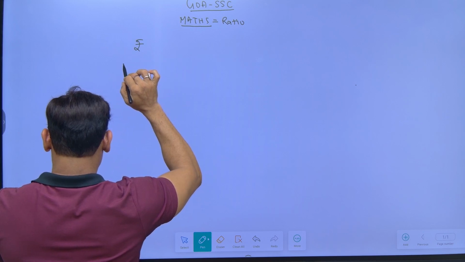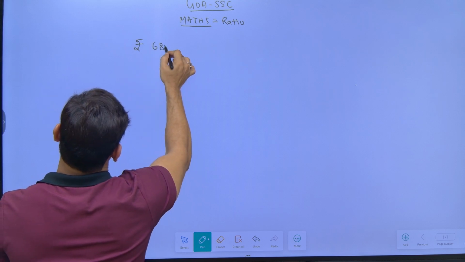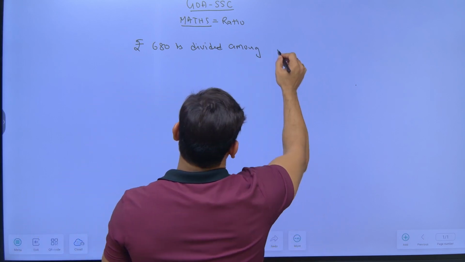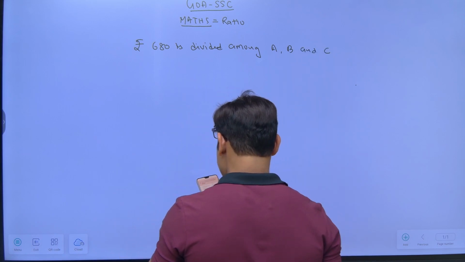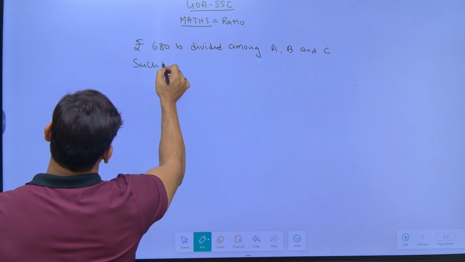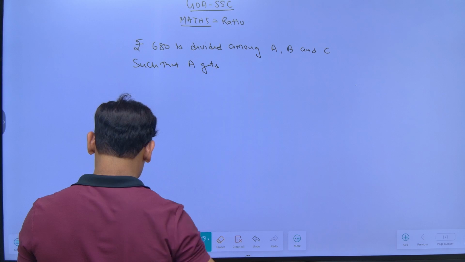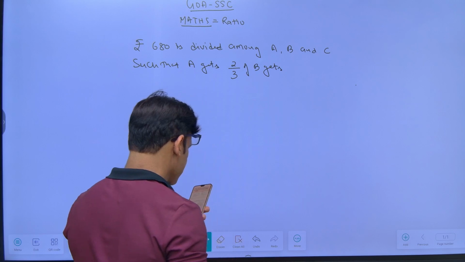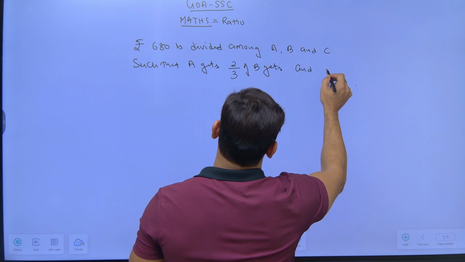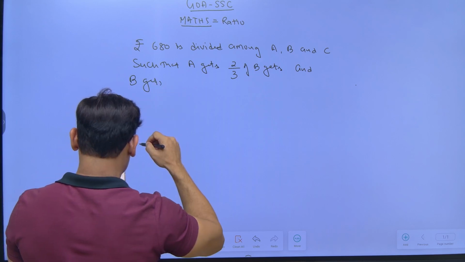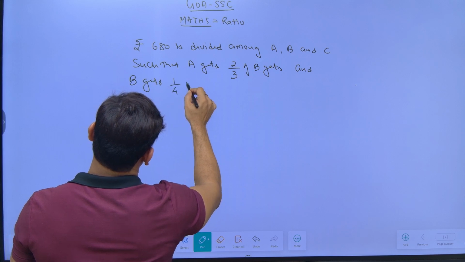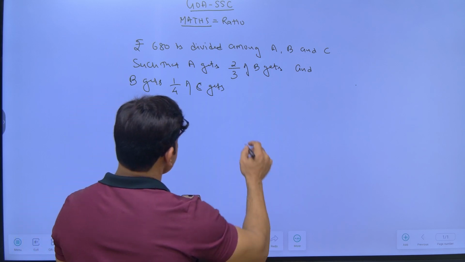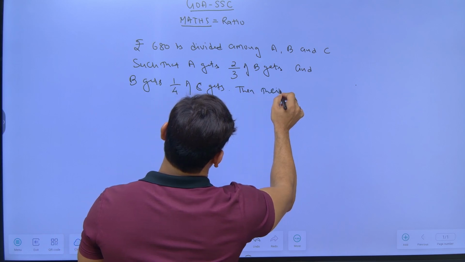Rupees 680 is divided among A, B, and C such that A gets 2 by 3 times of what B gets, and B gets 1 by 4 of what C gets. Then their shares.